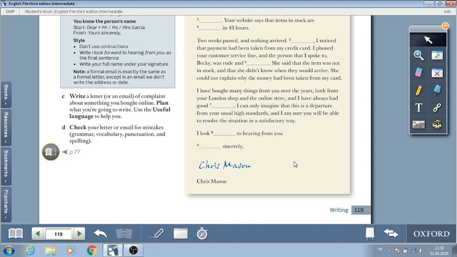Now, as a homework, you will write a letter or an email of complaint about something you bought online. And you can send your example letters of complaint through mail to us.